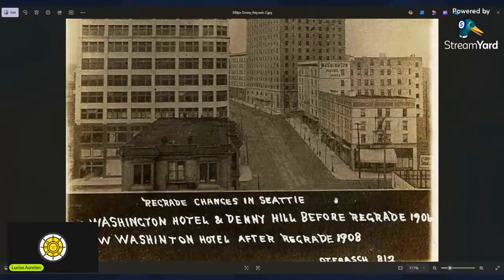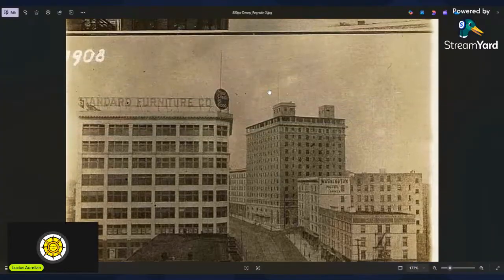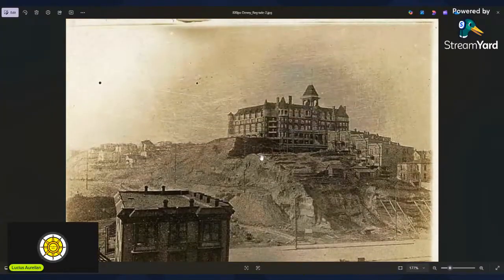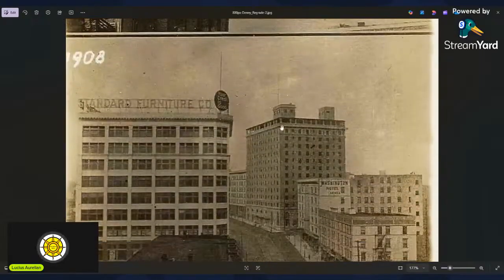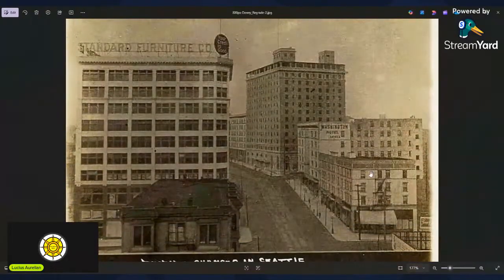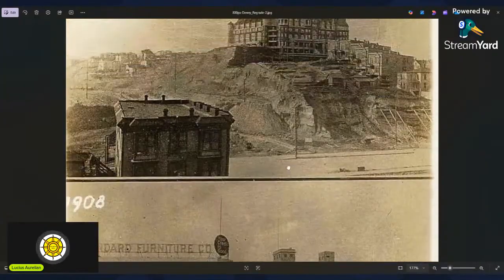Regrade changes in Seattle: Washington Hotel and Denny Hill. Denny Hill was the target of the regrade, apparently. Before regrade, 1906. New Washington Hotel after regrade in 1908. Let me get this straight here. According to these images, this is 1906, and two short years later, you have this in 1908. Really? That's all it took was two years?